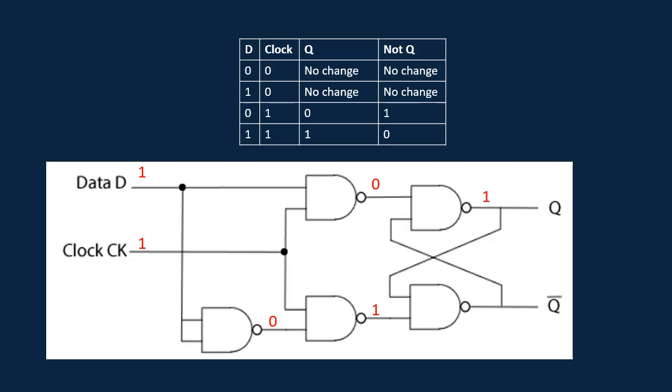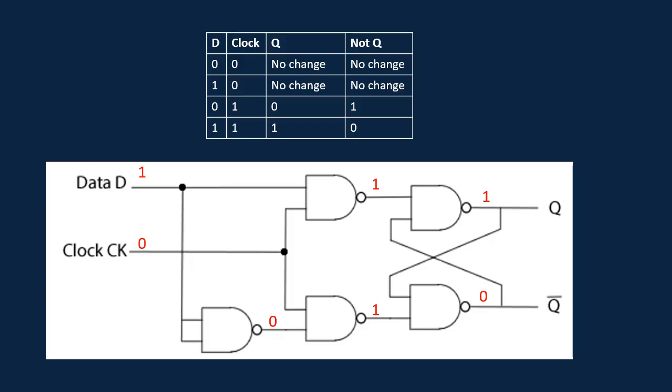And because the input for the top one here is 0, then we know the output is going to be 1, because whether you have 0 0 or 0 1, it doesn't matter what the other input is, the output is going to be 1. So we know the output for Q is now 1, and because Q is 1, then obviously the value for not Q is 0. So if you have a data value of 1, and a clock value of 1, your Q value is also going to be 1.